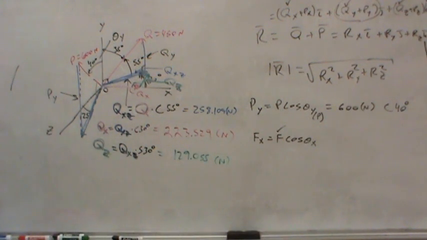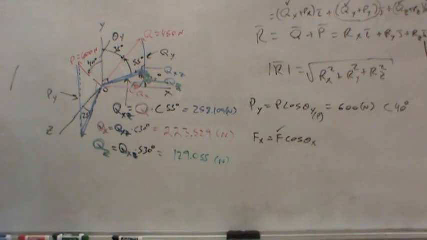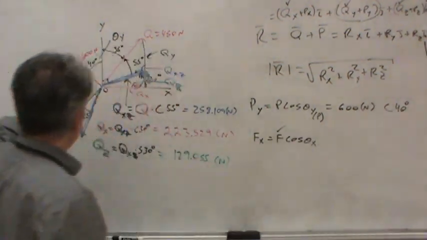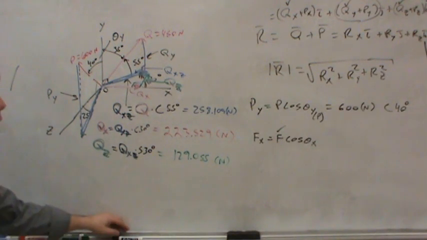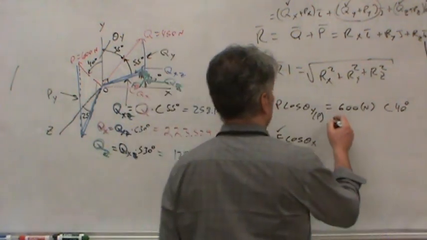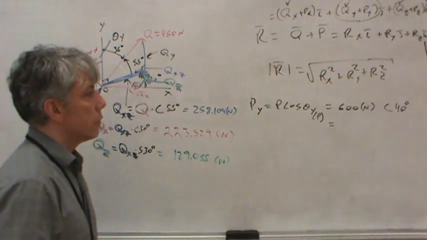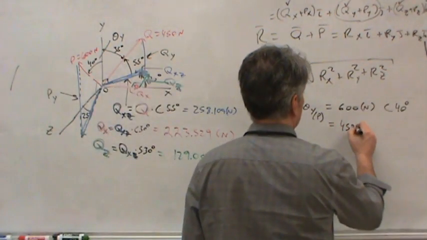For that last one, it says QZ equals QXZ times sine 30. Yes, times sine 30. That's what it says. But we're over here calculating PY. That's this magnitude, this vertical magnitude of P. Does anyone have that number? 459.63.